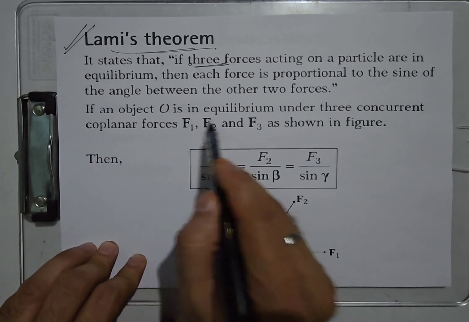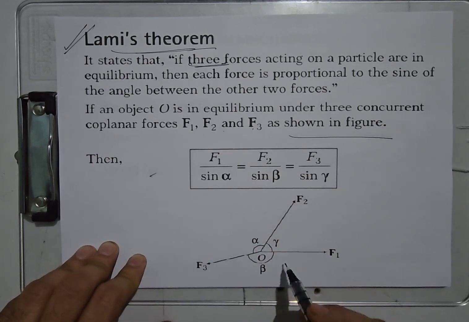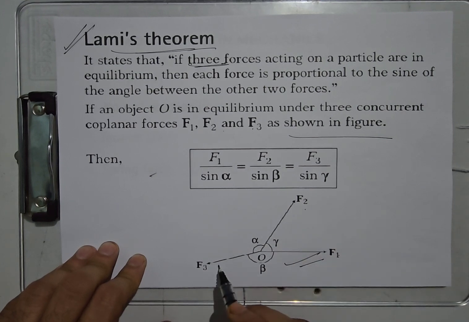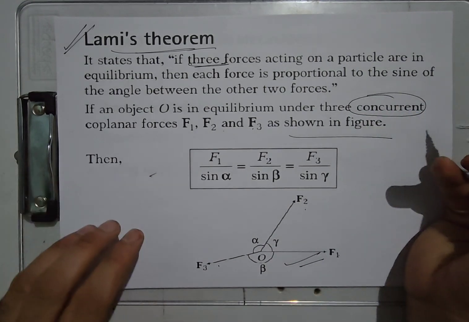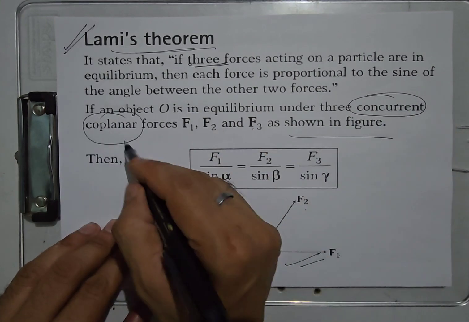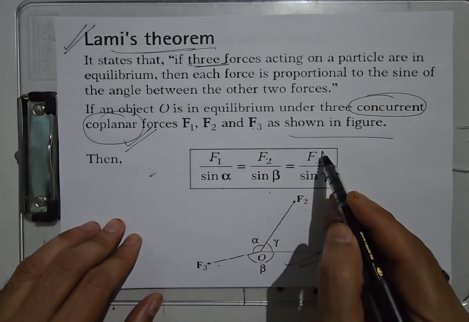Okay, if an object O is in equilibrium under three concurrent coplanar forces F1, F2, F3 as shown in the figure like this. Okay, there are F1, F2 and F3. Now these are the concurrent forces, means all the forces are working on the same body, and these are also coplanar. So these are two conditions which you should remember while applying Lami's theorem. So F1 upon sin alpha is equal to F2 upon sin beta and is equal to F3 upon sin gamma.